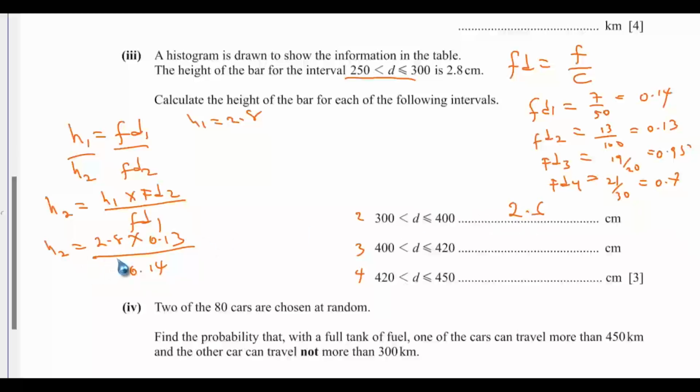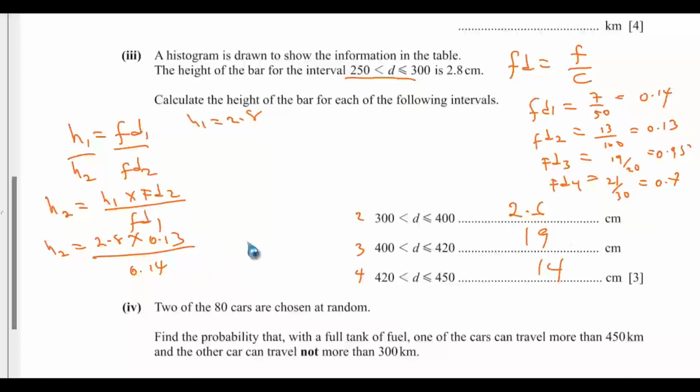So we follow the same pattern. h3 will be 2.8 times fd3, that's 0.95, divided by 0.14. If you do that, that will give you 19. Okay, and then h4 will be 2.8 times 0.7 divided by 0.14. That will give you 14.